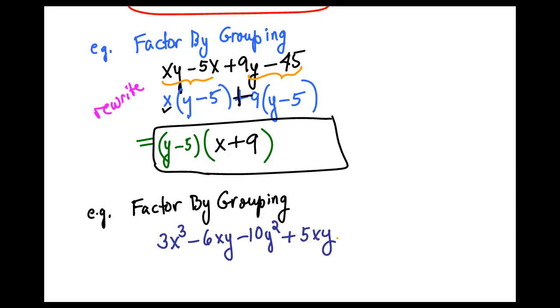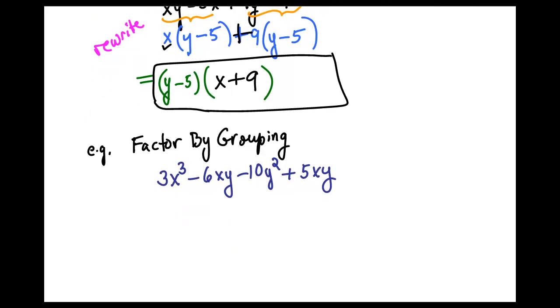First step to do the rewrite, we first have to group the first pair, but then the second pair starts with a negative 10y squared. We're now going to do a rewrite.